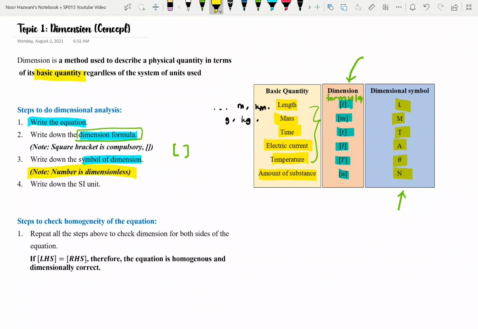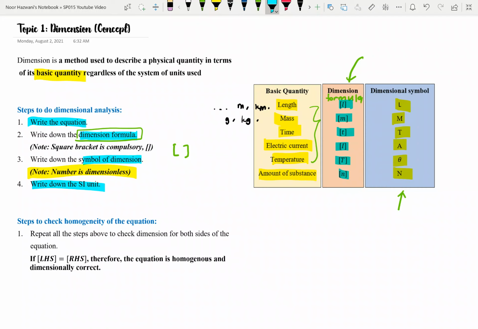Sebab kadang-kadang kita ada dalam formula contoh, kita ada contoh kinetic energy. We have the equation of K equals to half mv squared. But we have half there. So half is dimensionless. So tak ada dimension untuk number. Okay, and then the last one, write down the SI unit.